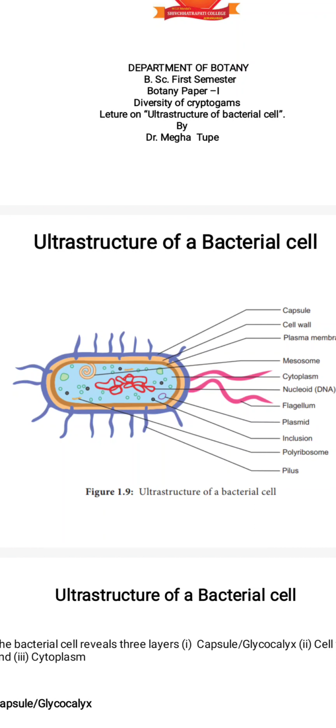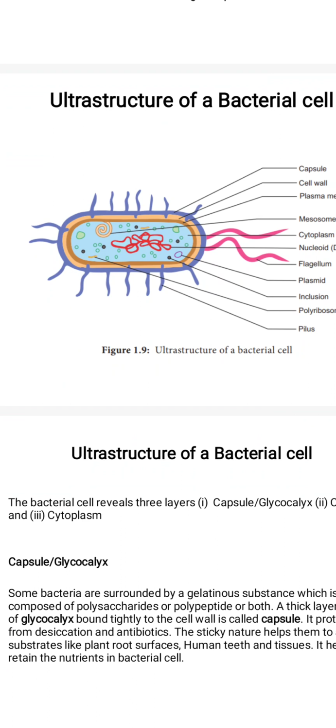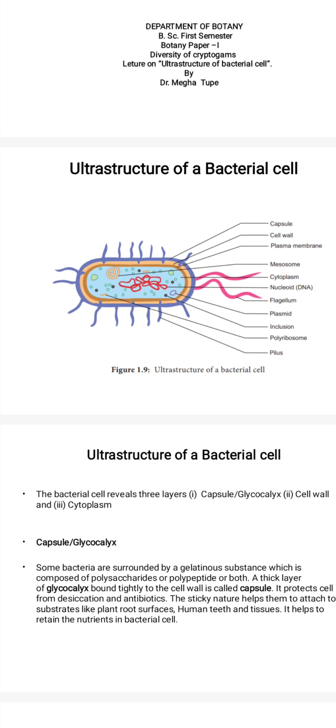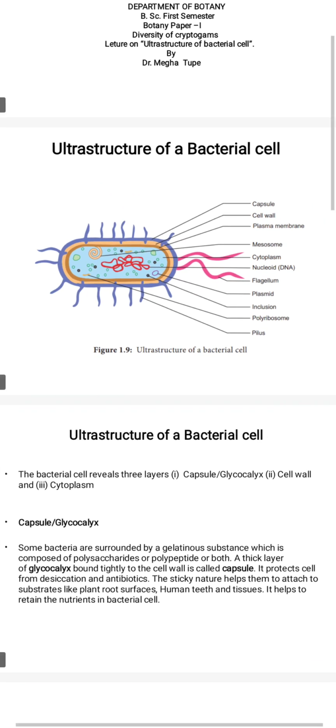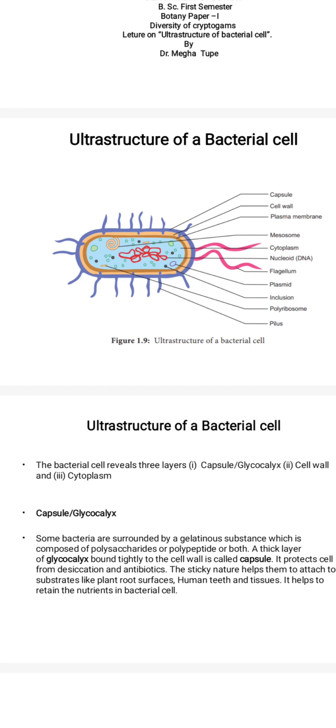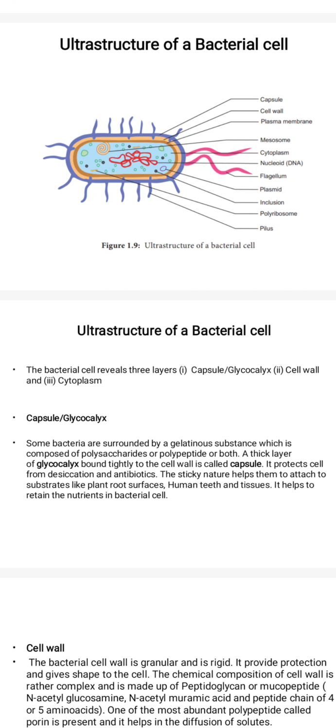So the bacterial cell reveals three layers. The first is capsule, also called glycocalyx. The second one is cell wall, and the third one is cytoplasm. Okay, so capsule: in some bacteria they are surrounded by a gelatinous substance which is composed of polysaccharides or polypeptide or both. A thick layer of glycocalyx bound tightly to the cell wall is called capsule.